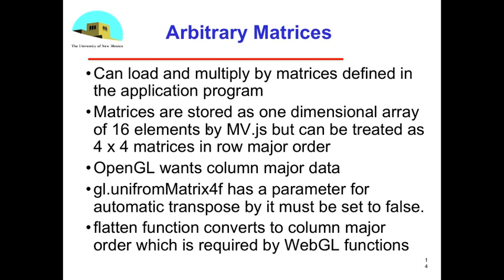Now, gl.uniformMatrix, in regular desktop OpenGL, has a parameter that says, do you want me to transpose this matrix for you to get around this problem? But because WebGL comes from OpenGL ES, which is simpler, that parameter must be false. So you sort of want to say, I don't want to use this flatten function, I want to change it to true, so it'll take the transpose for me. Can't do that. That parameter has to be set to false.